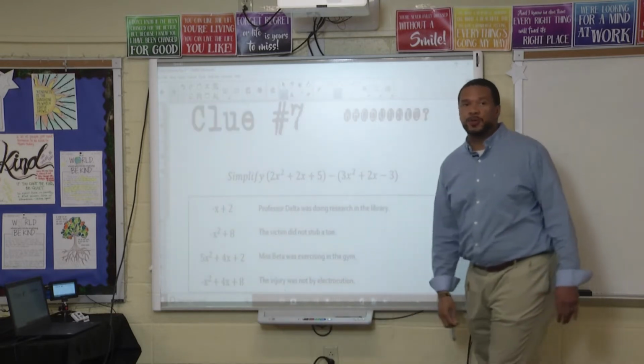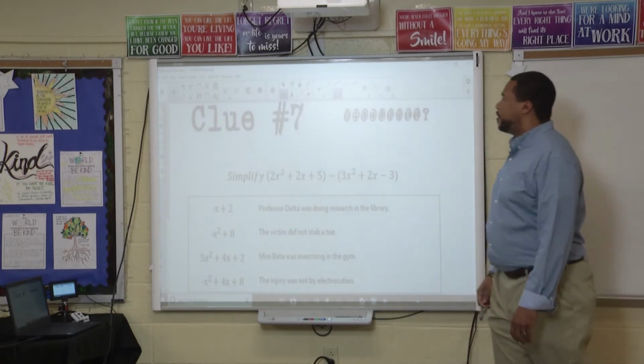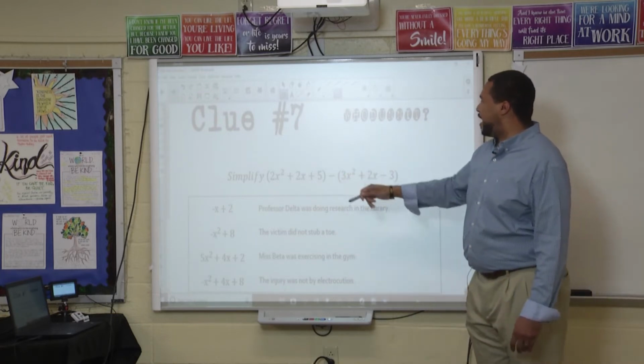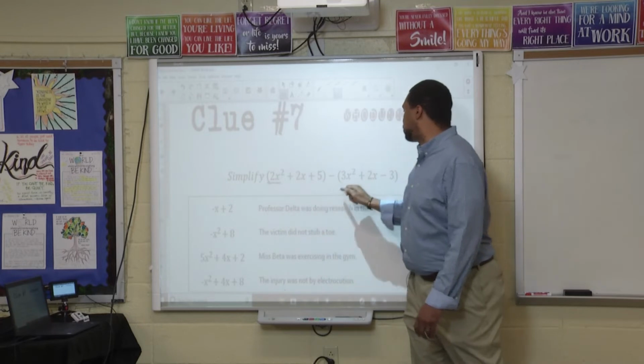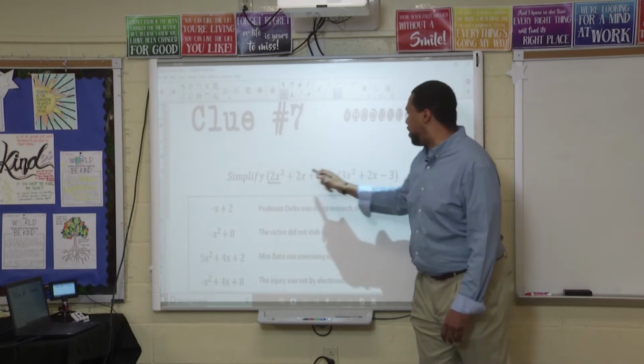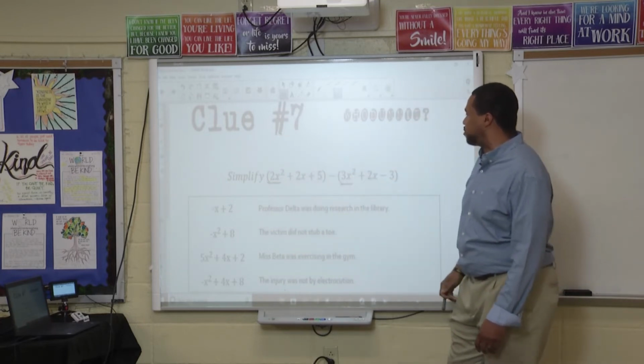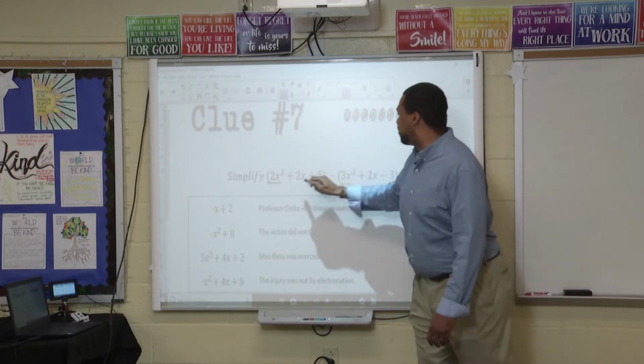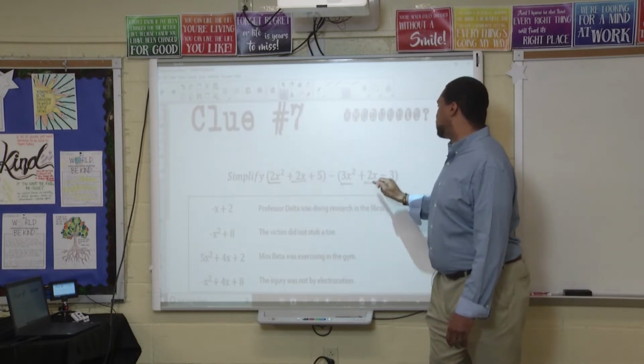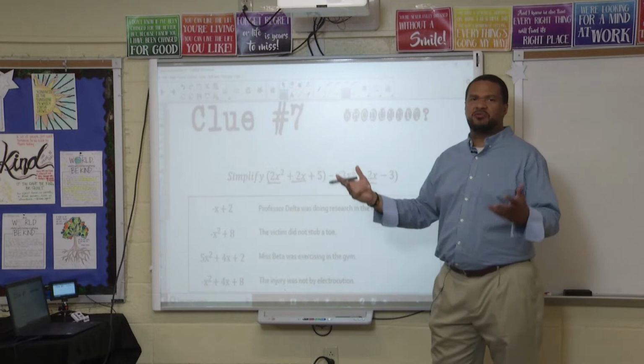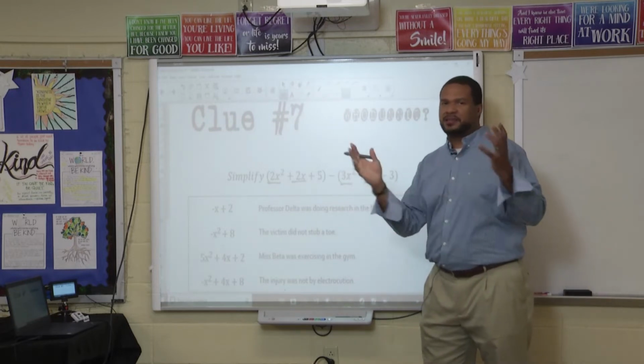Our 7th clue. 2x squared plus 2x plus 5. My like terms here will be 2x squared, 3x squared. 2x squared minus 3x squared is negative x squared. Next set of like terms, 2x, 2x. 2x minus 2x. If you have something, take the same thing away. That's 0. That's nothing.